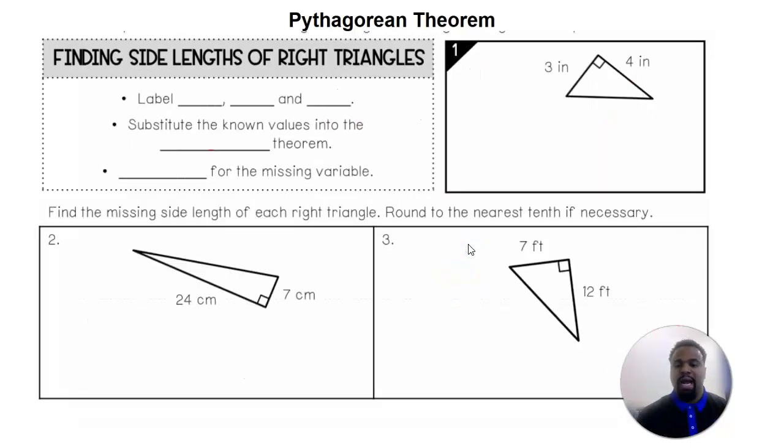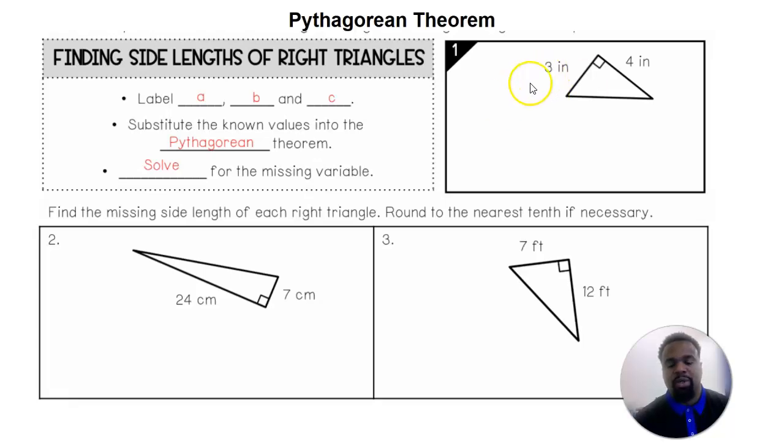Now, let's put it into practice. We generally use our Pythagorean theorem to find an unknown side. So we just label our sides, and we use the Pythagorean theorem to solve. For numbers 1, 2, and 3, our hypotenuse is missing. So we're using the Pythagorean theorem with the values we're given, which are the legs, to find the hypotenuse.